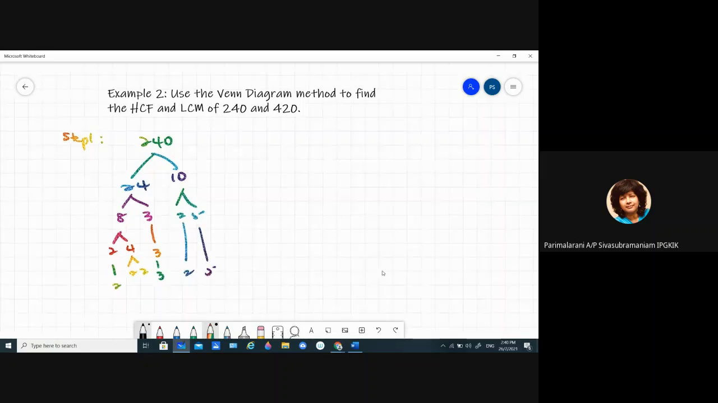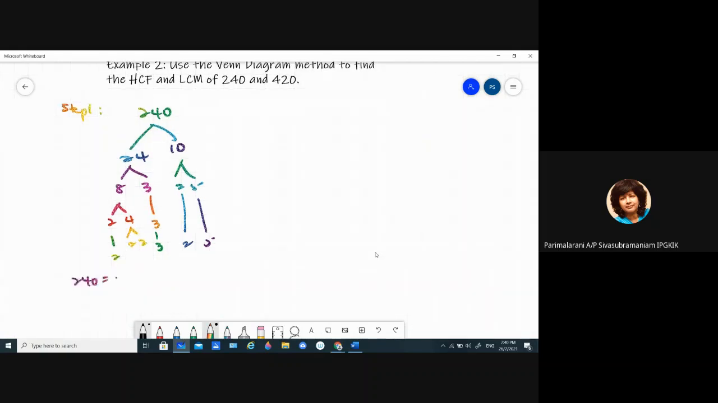So therefore, 240 is 2 times 2 times 2 times 2 times 3 times 5. Is that correct? Yes, correct. And then I have 420, which is 42 times 10. 42 is 6 times 7, so 2 times 3 times 7 times 2 times 5.